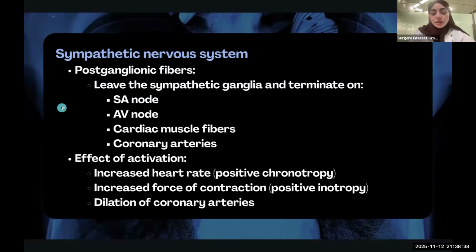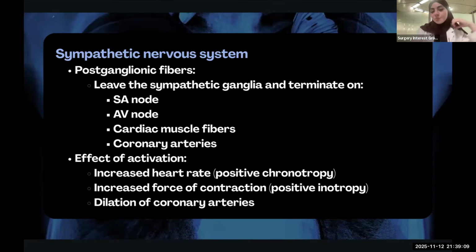Now, for the SA node and the AV node, what will it do? Again, you're scared right now, and this is going to be the innervation for that. What will happen to my heart? We've discussed it. Increase heart rate. So it's going to stimulate the SA node to increase the speed of conduction and cause the heart to contract really quickly. For the cardiac muscle fibers, it's going to increase contractility. What does this mean? It increases the strength of contraction. So not only am I contracting faster, I'm increasing the strength that I'm contracting with.